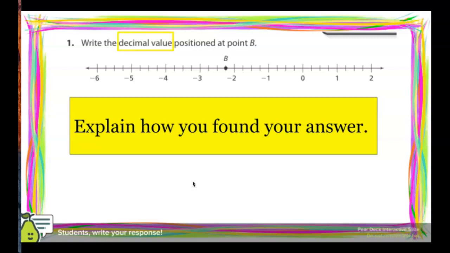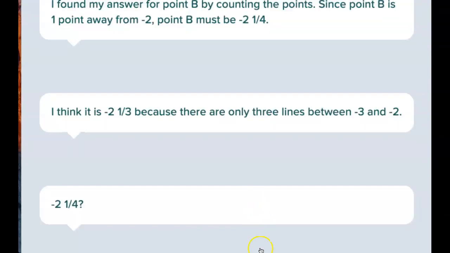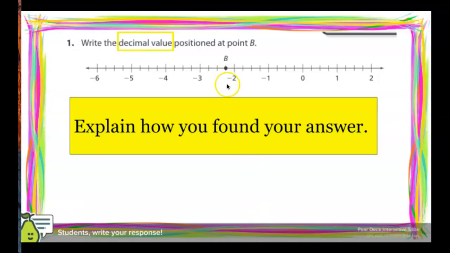Go ahead. Alright, so I think it's -2 1/3 because there are only 3 lines in between -3 and -2, which means that there's only 3 fractions. And that means it's thirds. So what's your final answer again? -2 and 1/3.